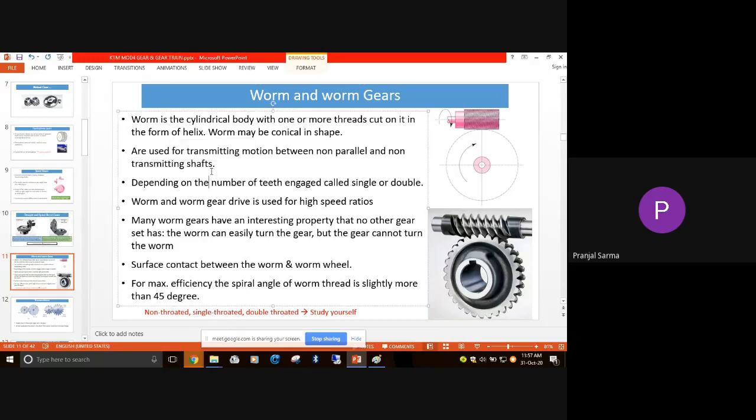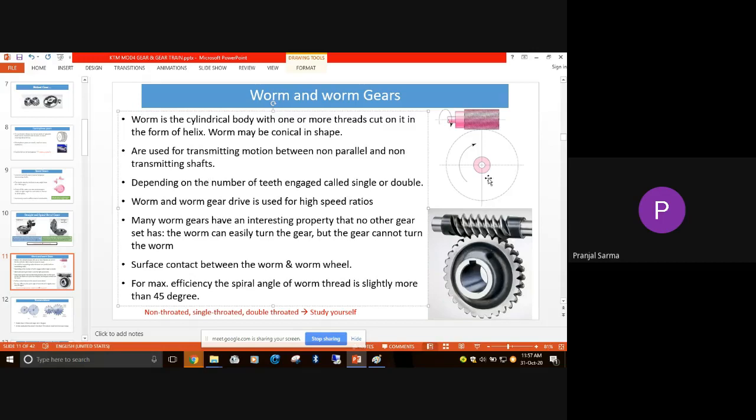Depending on the number of teeth which are engaged, it is called single or double. The worm and worm wheel drive is used for a very high speed ratio. Speed ratio is nothing but the ratio of the speed of the driver to the driven. Suppose this is rotating at a particular RPM, then the conversion of this motion gives that ratio of RPM. One might be rotating at very high speed while the other rotates slowly, so the speed ratio is very high.